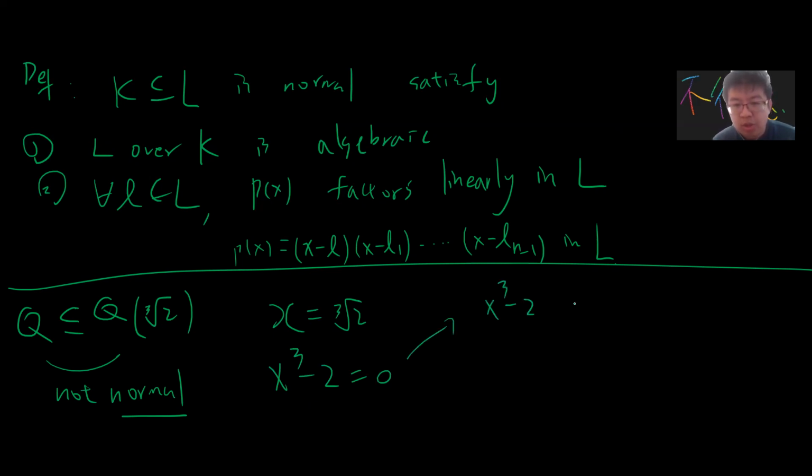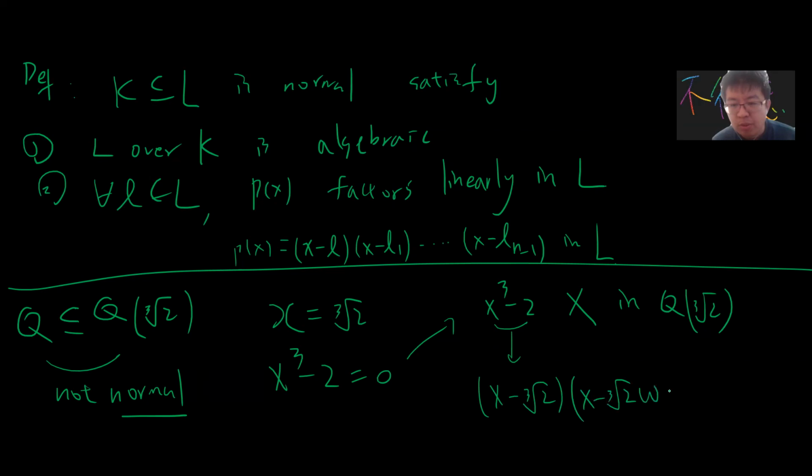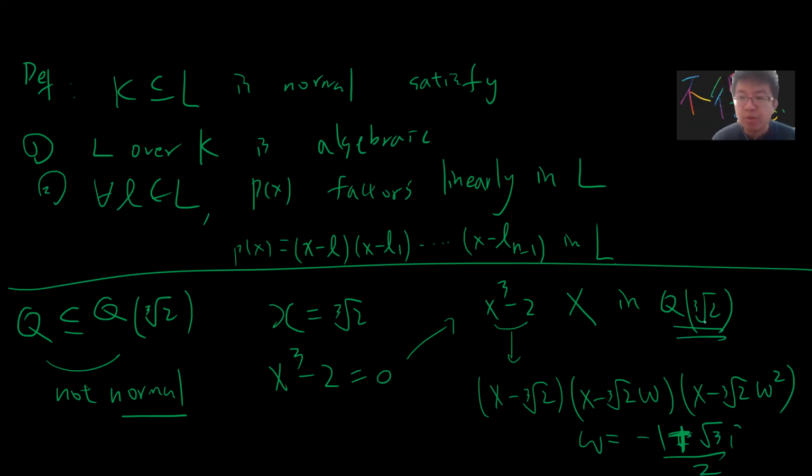x cubed minus 2 does not factor in Q adjoined the cube root of 2, right? The reason is that it can only factor as x minus the cube root of 2, and x minus the cube root of 2 times omega, and x minus the cube root of 2 times omega squared, where omega is minus 1 plus square root of 3i, divided by 2. But this field does not have the imaginary part. If you put it into the complex numbers, there's no imaginary part. So it cannot completely factor in Q adjoined the cube root of 2. So this is called a non-normal extension.